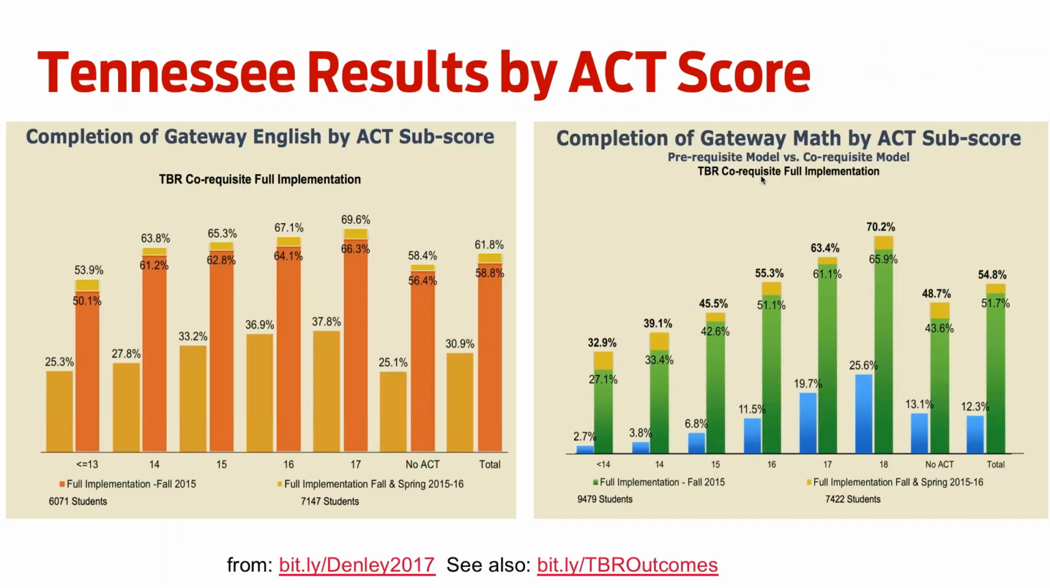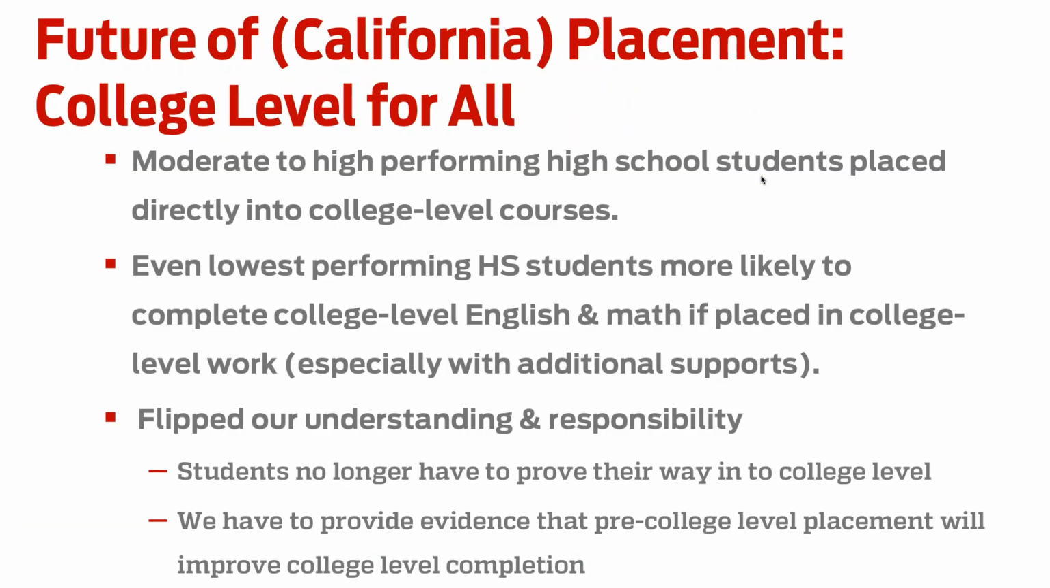Tennessee sees the same thing. So this comes from some presentation by Tristan Denley from the Tennessee Board of Regents work on their co-requisite stuff. Even for students at the lowest performing bands of the ACT, the likelihood of completion of the Gateway English and Math course more than doubles for those students in English, and it's 10 times as high for students in mathematics.